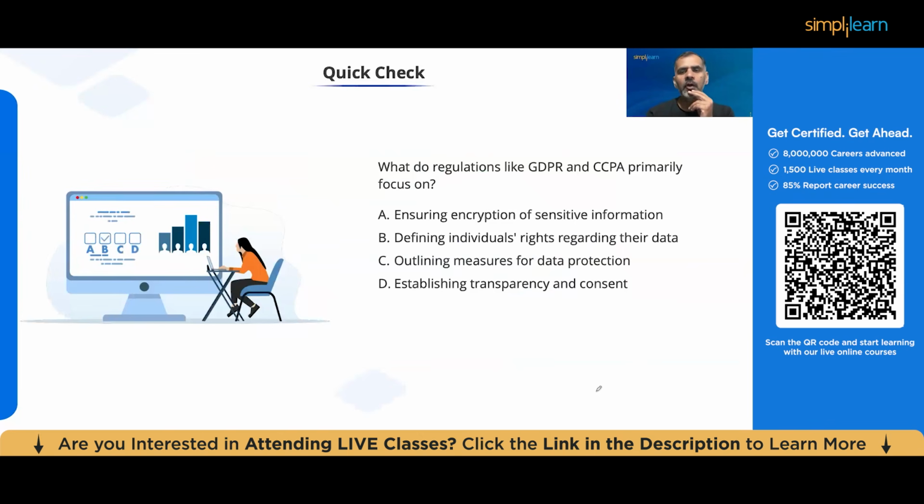With this, now let's talk about this question. What do regulations like GDPR and CCPA primarily focus on? The first option is ensuring encryption of sensitive information, then defining individuals' rights regarding their data, outlining measures of data protection, and establishing transparency and consent. What do you think is the right option, guys? GDPR and CCPA, that's great. This is B. These laws define individuals' rights regarding their data. That means these are all data privacy laws.